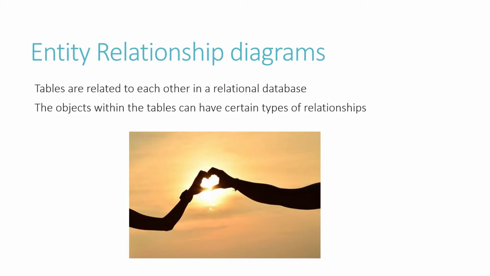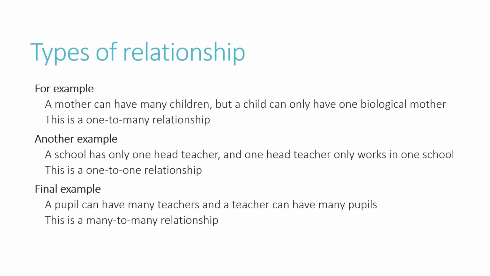As you know, tables in a database can be related to each other, and there are different types of relationships that these tables can have. For example, a mother can have many children, but a child can only have one biological mother. This is known as a one-to-many relationship.